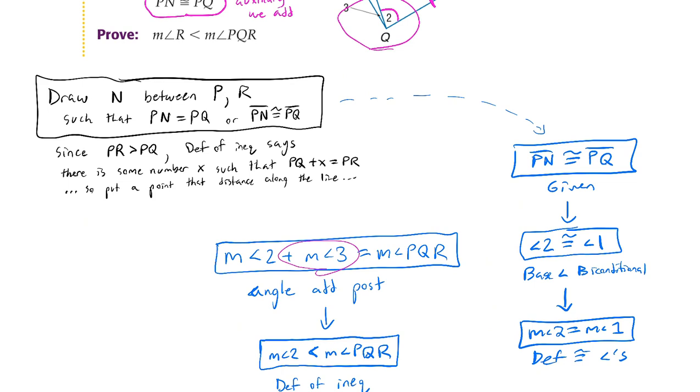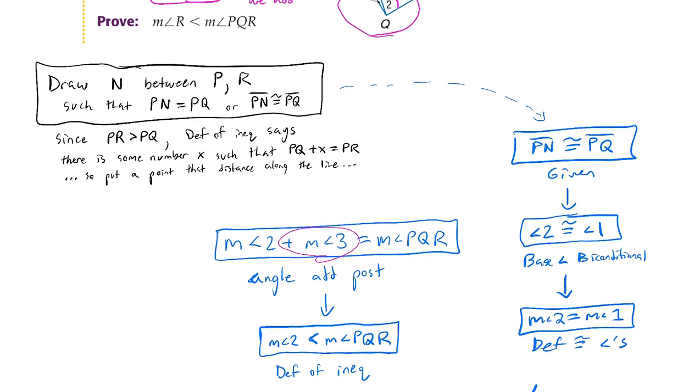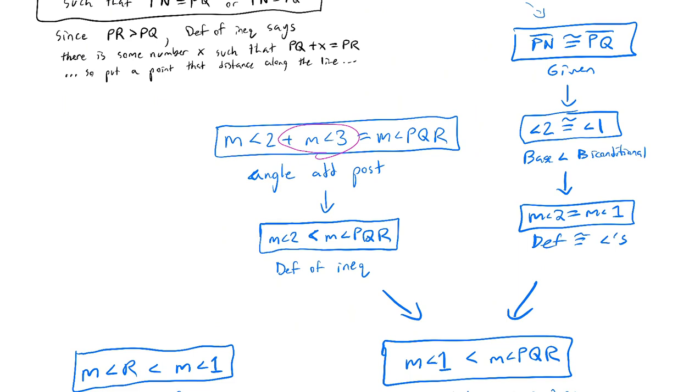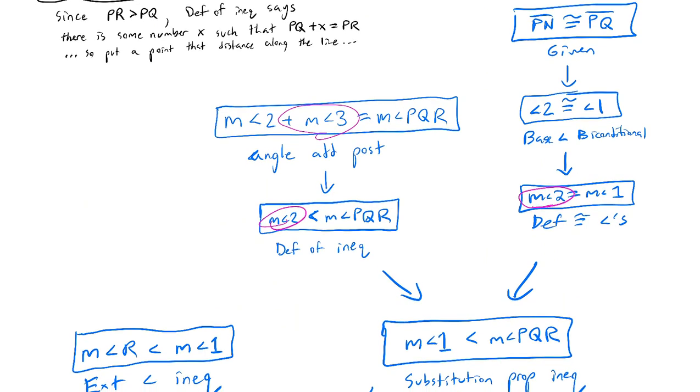So we got these two: measure angle 2 is the same as angle 1, and measure angle 2 is less than PQR. So we could substitute and say the measure of angle 1 is less than PQR. All we did was replace the measure of angle 2 here and here with the measure of angle 1. Great, that was just substitution.